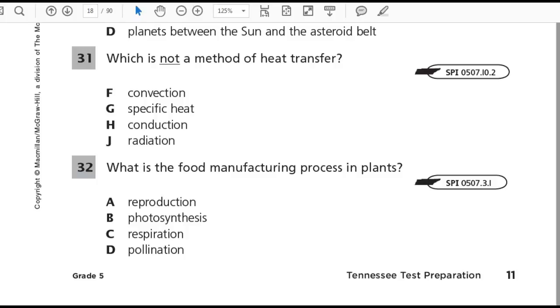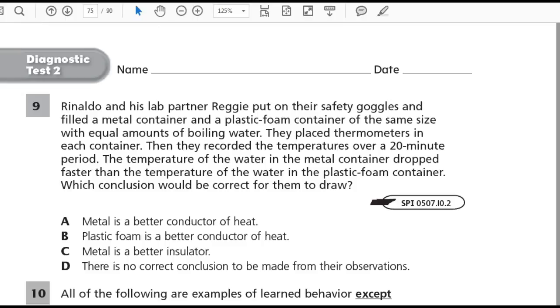Now, specific heat is a thing you'll learn about probably freshman year of high school. It talks about how much heat certain types of materials need to get hot and how long that heat will last, will stay in the matter. Let's do another one. Look at number 9.